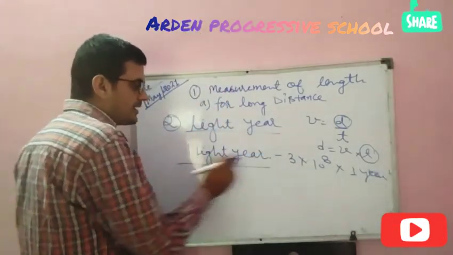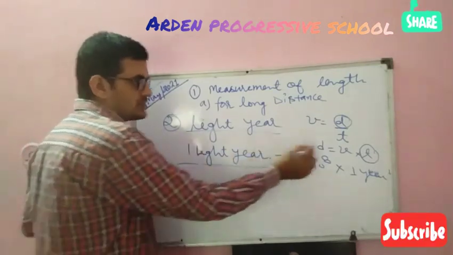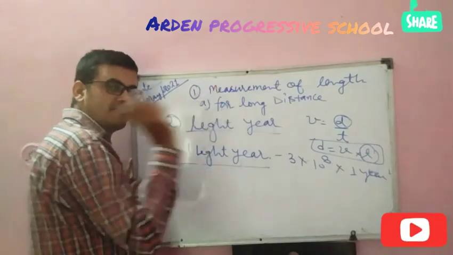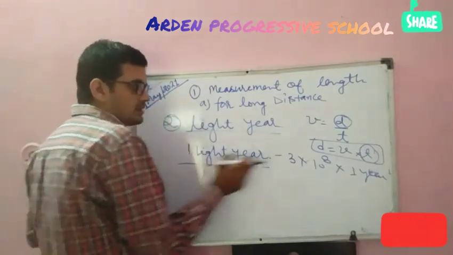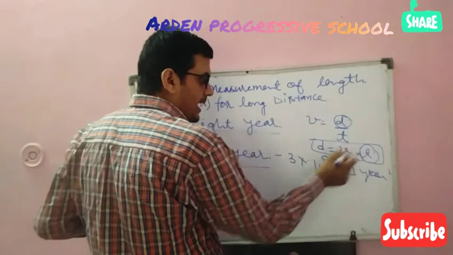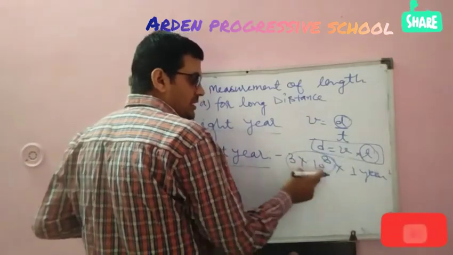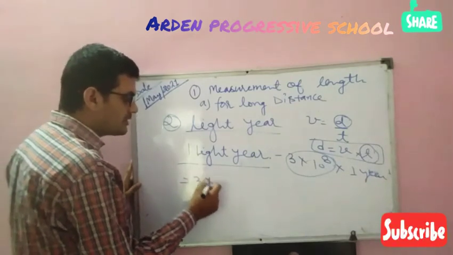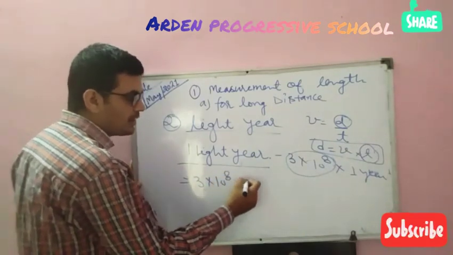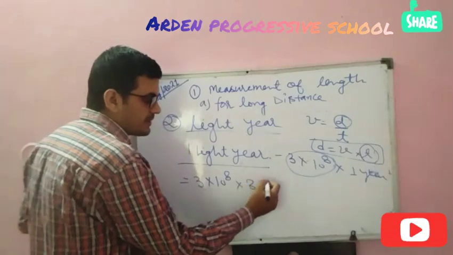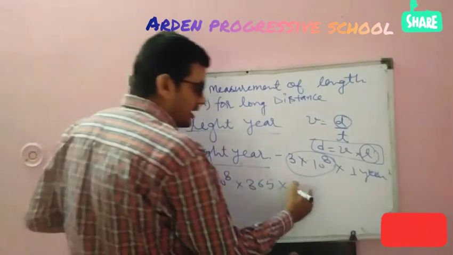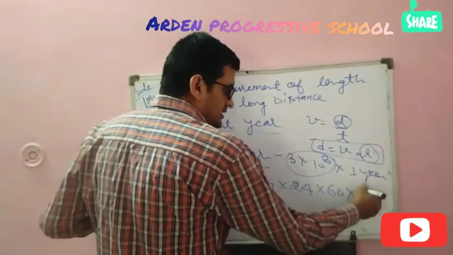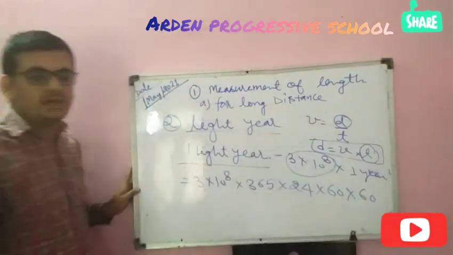The meaning of 1 light year is the total distance, so distance equals velocity into time. Light year is a measurement of distance. The velocity of light in vacuum, I think you all know, is 3 into 10 to the power 8. Time is 1 year. Now we will solve it. 3 into 10 to the power 8 in 1 year. There are 365 days. In one day there are 24 hours. In 1 hour there are 60 minutes. In 1 minute there are 60 seconds.